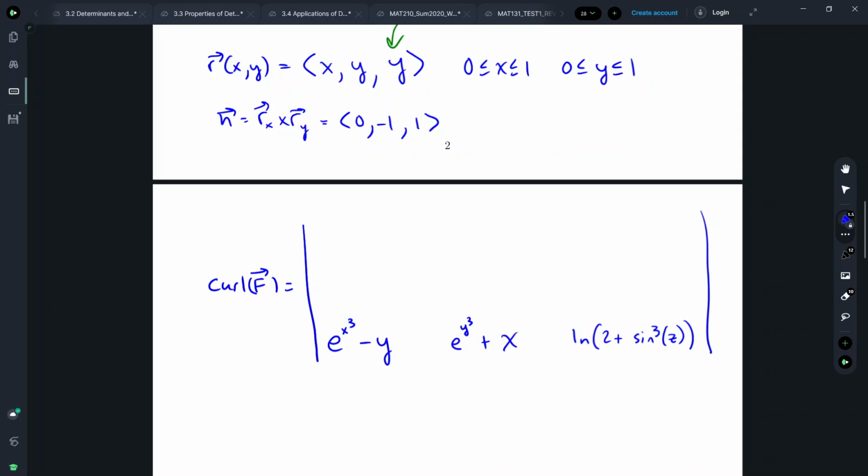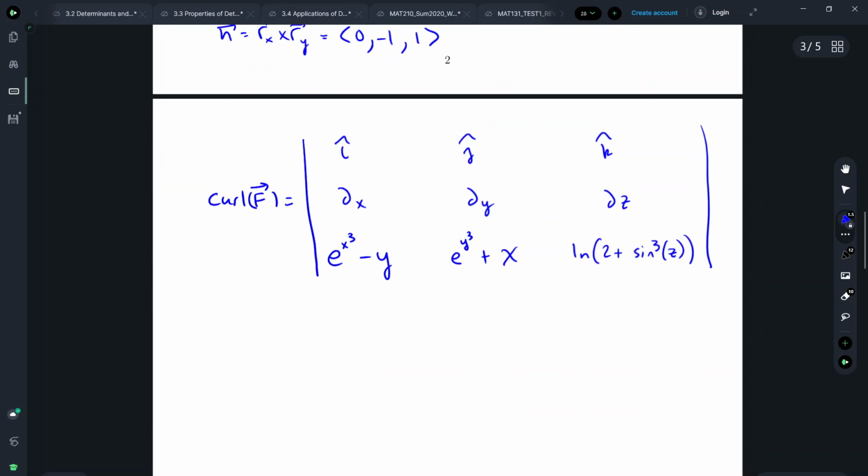Okay, so here we set up the calculation for the curl. Right, so it's this 3 by 3 determinant. Okay. So what do I get? So the partial of y here is 0, right? Because this doesn't depend on y at all. The partial of z of this thing is also 0 because this doesn't depend on z. So this is just 0 minus 0.